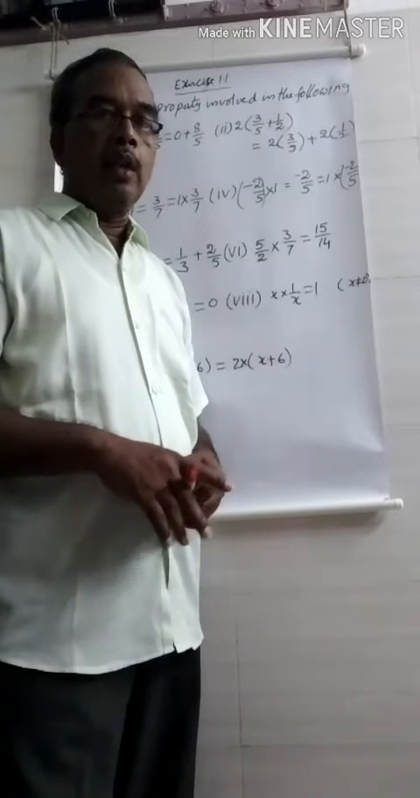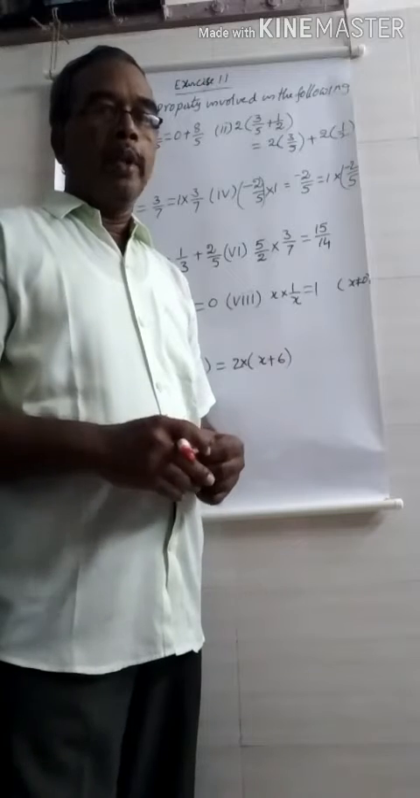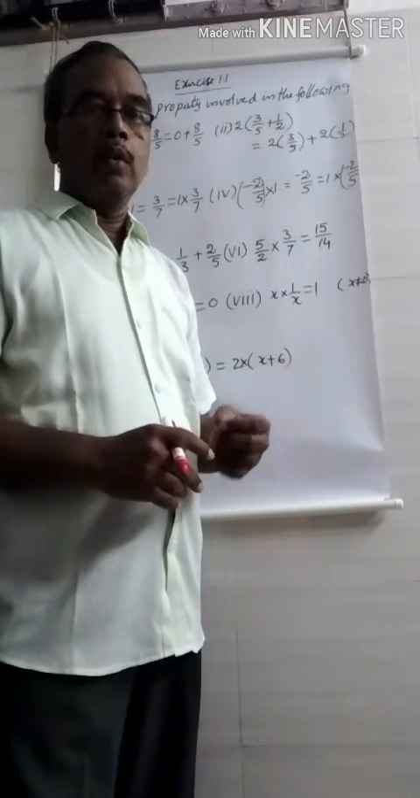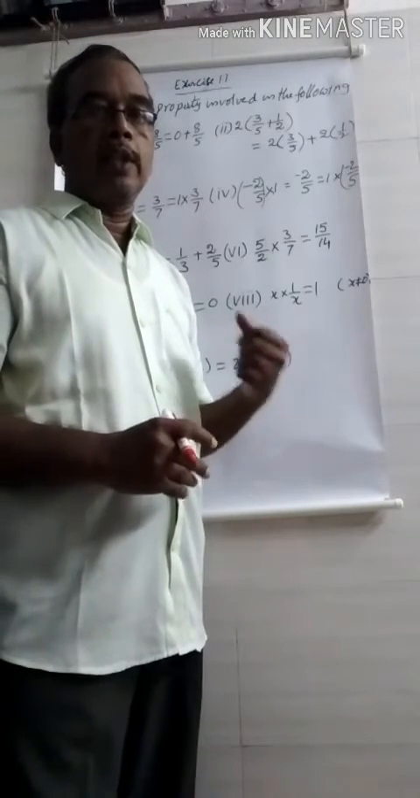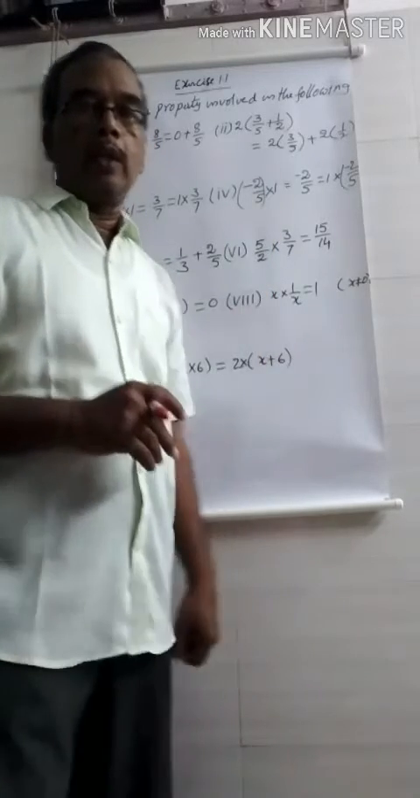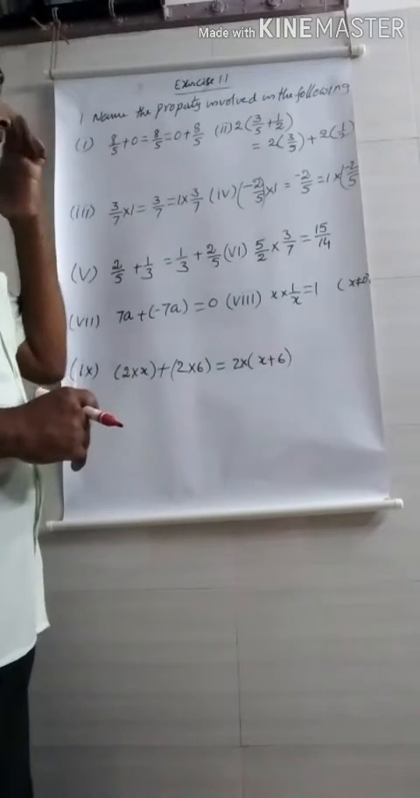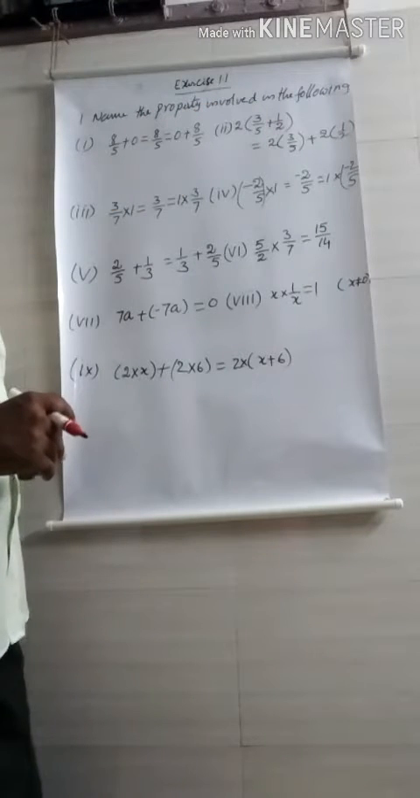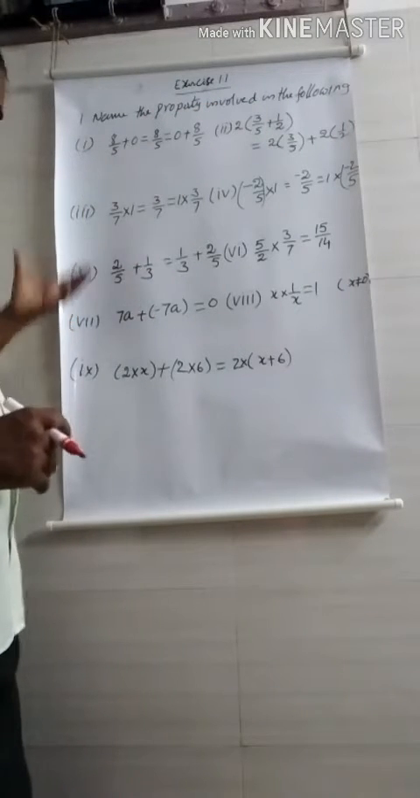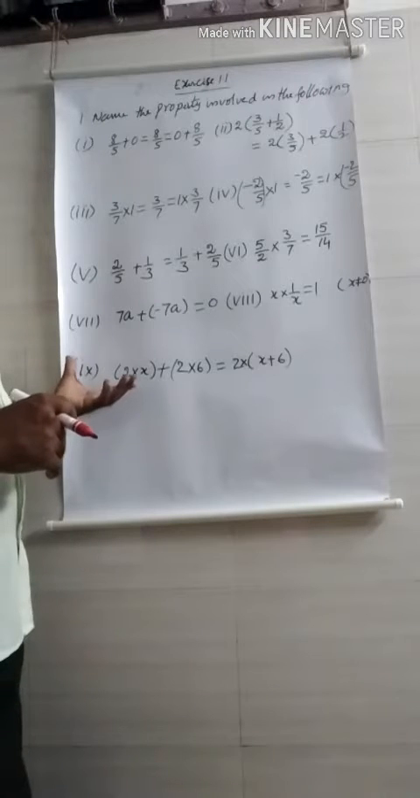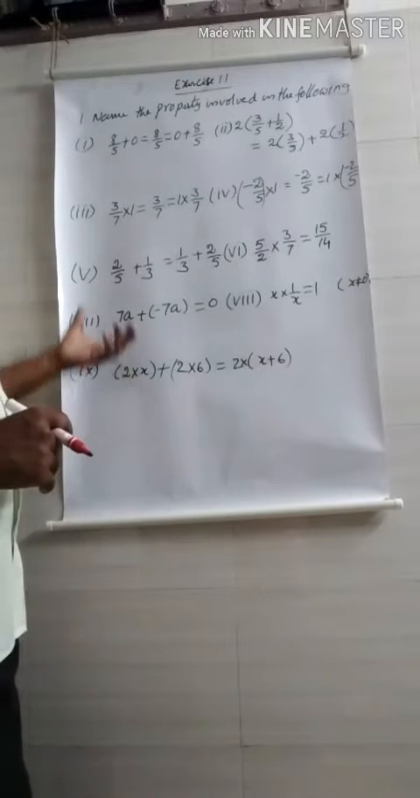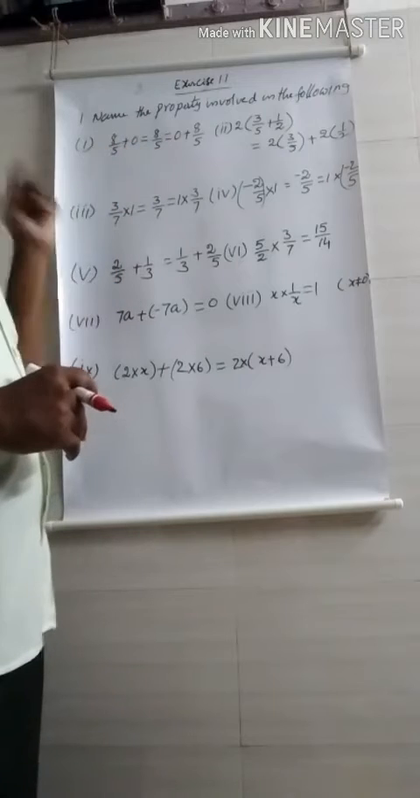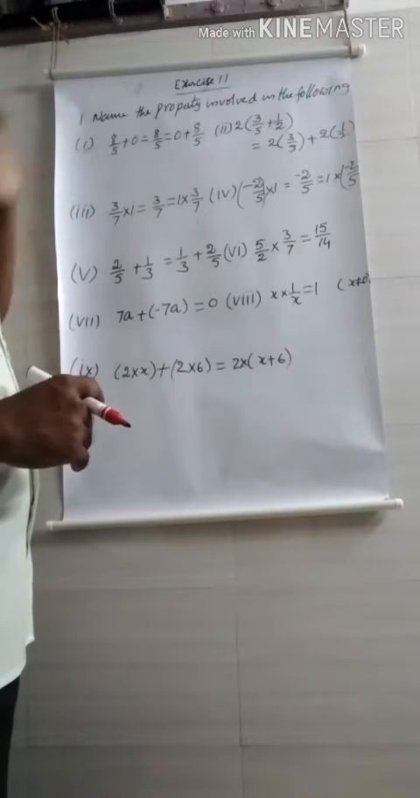Okay, now today we are going to solve some problems in exercise number 1.1. Look there, what is given. Name the property involved in the following. That means here some examples are given. There are 9 problems. Among these 9, what property represents the given example?